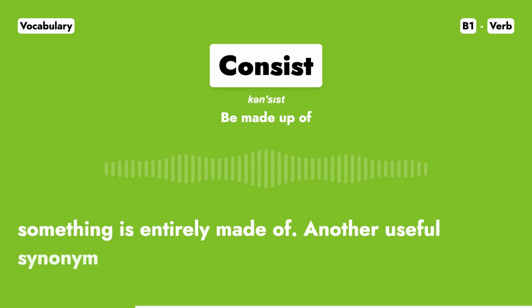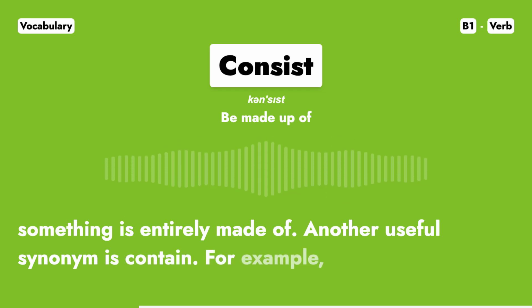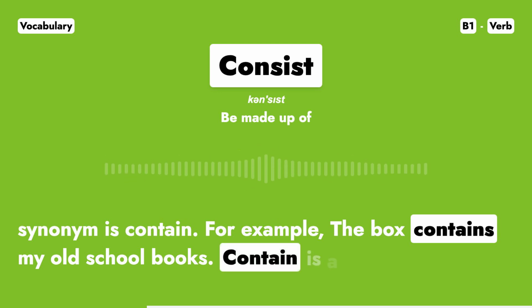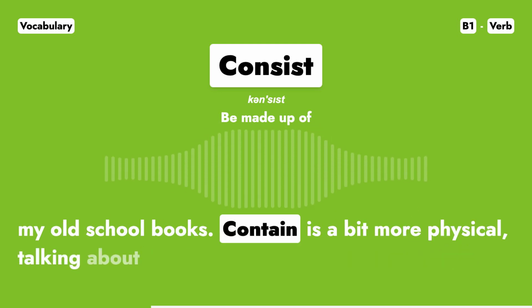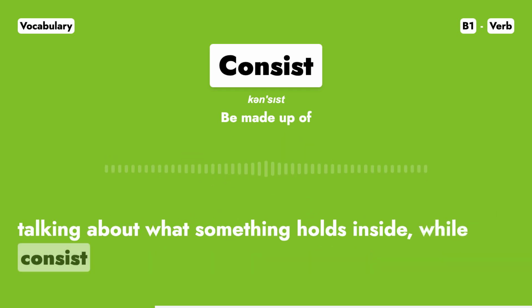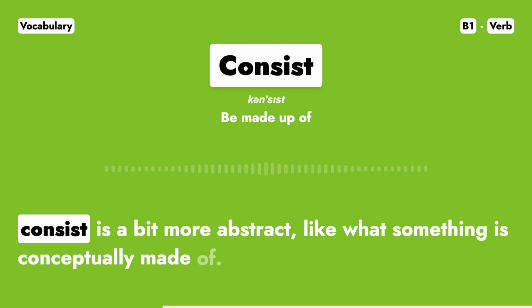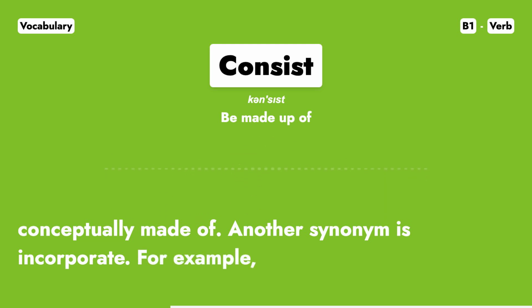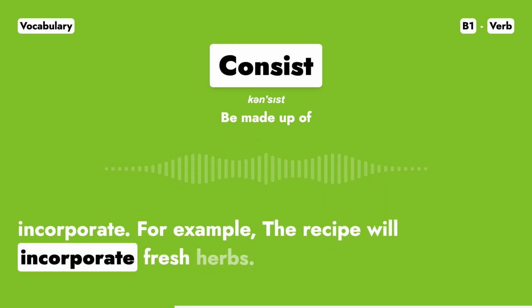Another useful synonym is contain. For example, the box contains my old school books. Contain is a bit more physical, talking about what something holds inside, while consist is a bit more abstract, like what something is conceptually made of. Another synonym is incorporate. For example, the recipe will incorporate fresh herbs.